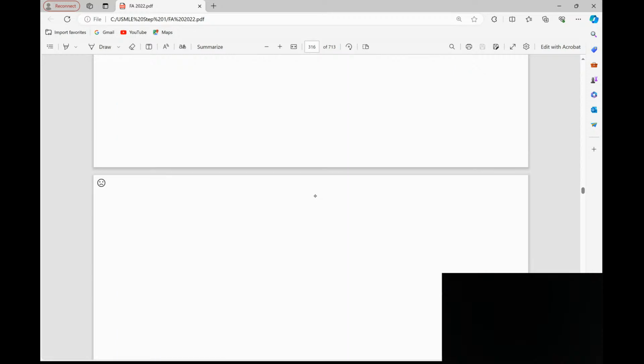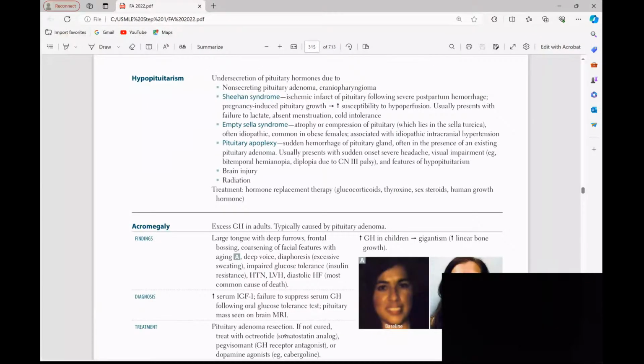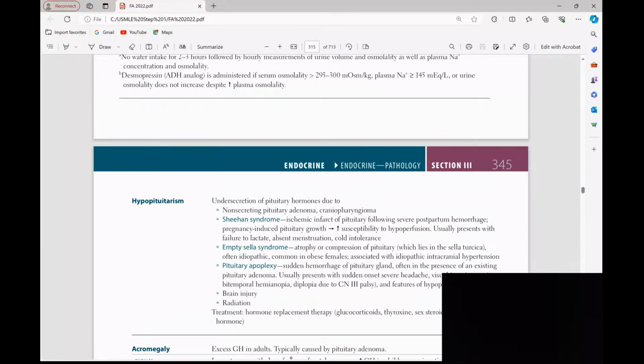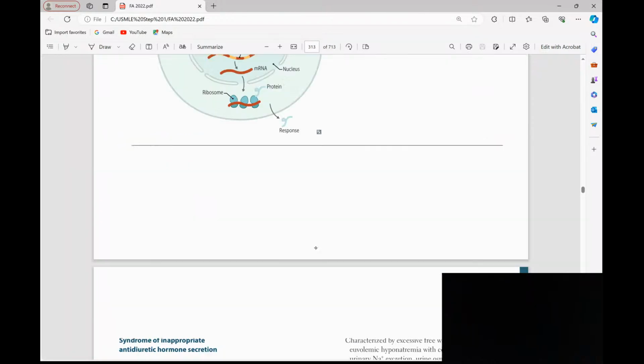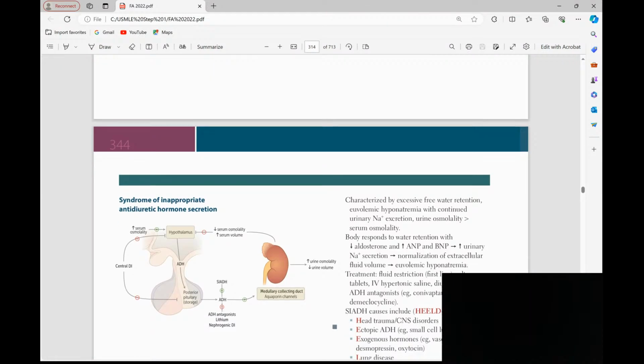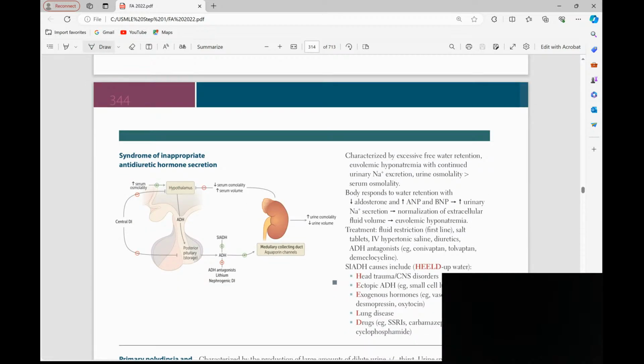SIADH and diabetes mellitus and hypothyroidism. Let's say the pathology of the pituitary gland is remaining. I will complete it in 5 more minutes. It has come before also: the syndrome of inappropriate antidiuretic hormone. As we see, antidiuretic hormone will cause excessive water retention, and water retention will cause hyponatremia, and there will be decreased aldosterone. So we don't need that much.